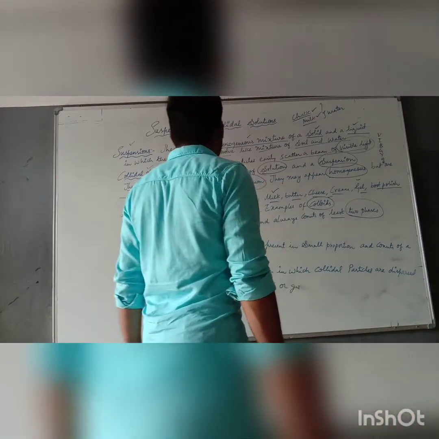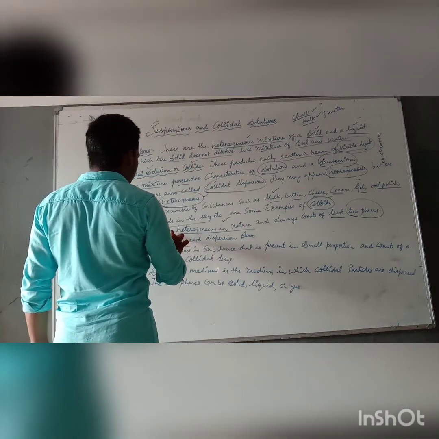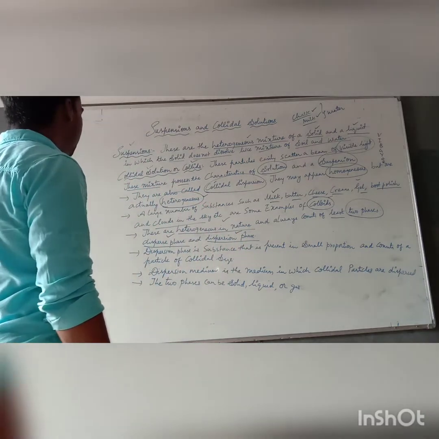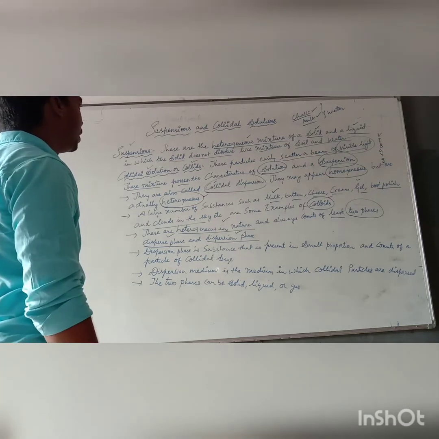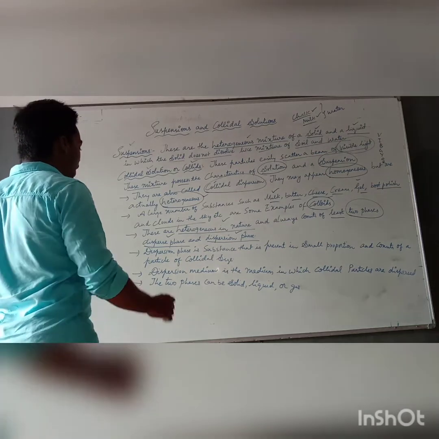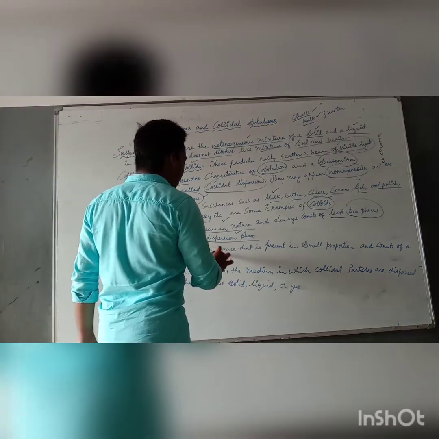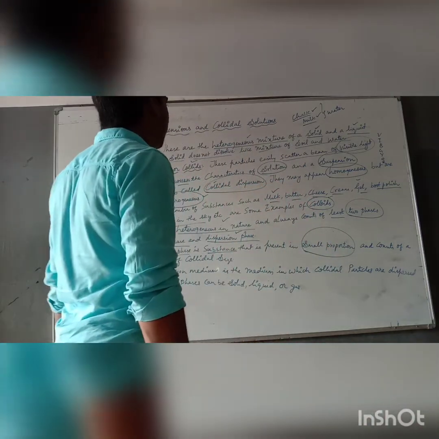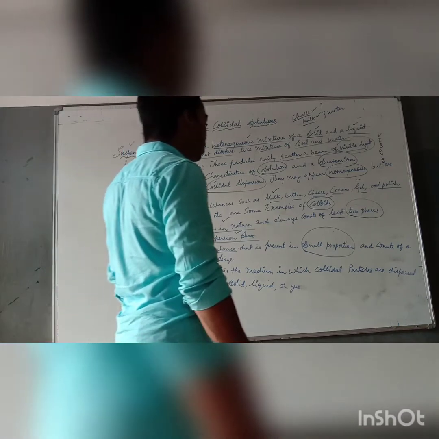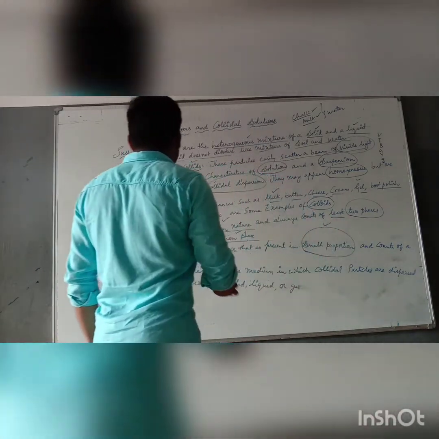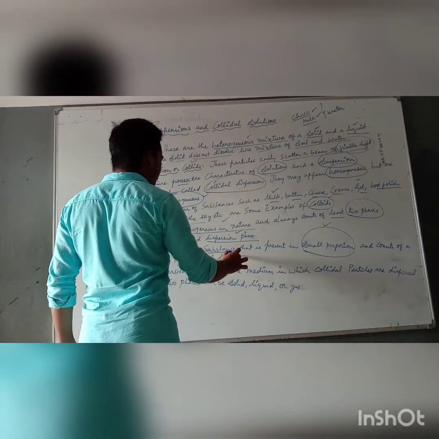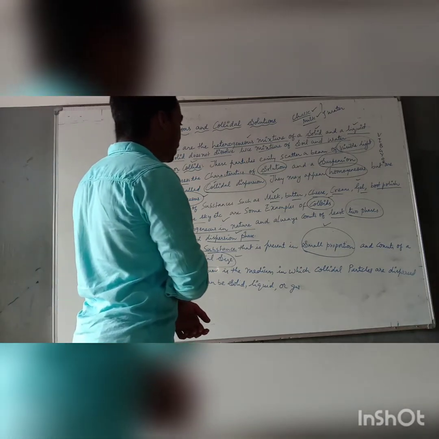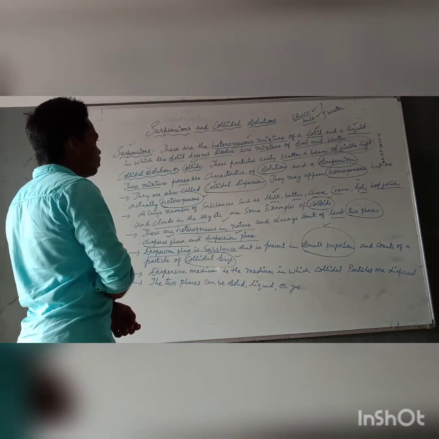They have at least two phases. One phase is the dispersed phase, and the other is the dispersion medium. The dispersed phase is a substance present in small proportion and consists of particles of colloidal size, less than 100 nanometers.